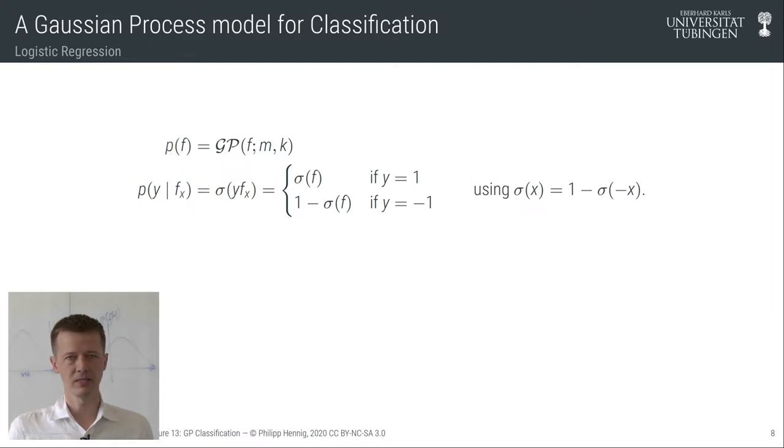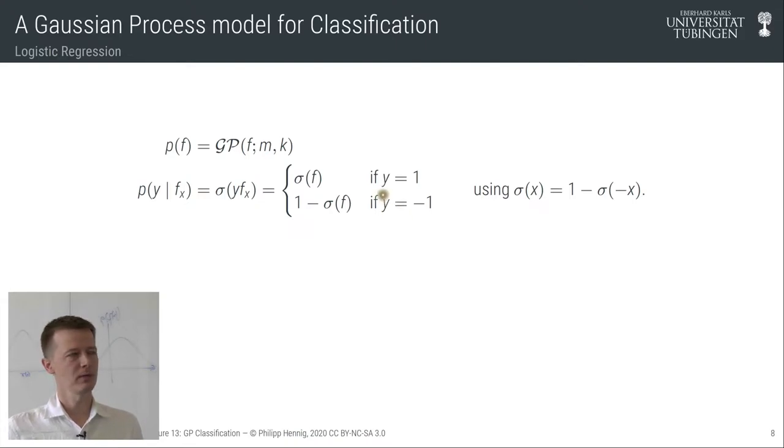So on the previous slide, we saw that we can construct this probability by taking f, putting it through our logistic link function, and defining that to be the probability for the class. So it's sigma of f for the first class and 1 minus sigma of f for the second class.